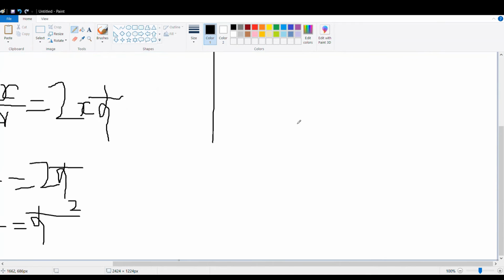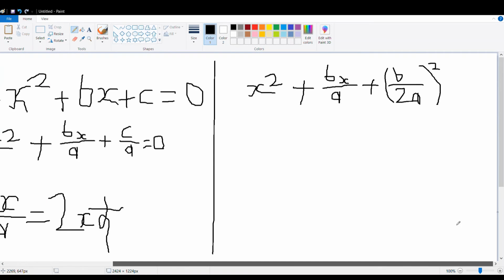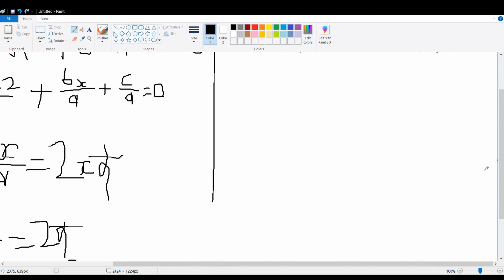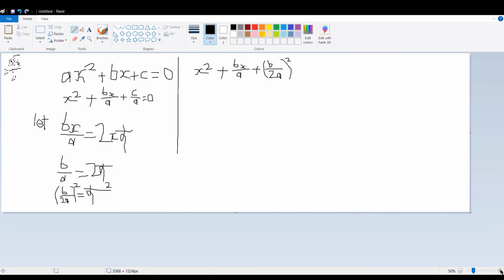Hang on, wait a minute. I should probably mention that b on 2a is equal to su, and if we square both sides, that's what we're getting. So su squared is actually b on 2a all squared, and so that's what we have. Hold on a sec, I need to give us some more room. That should be good. Let's continue.